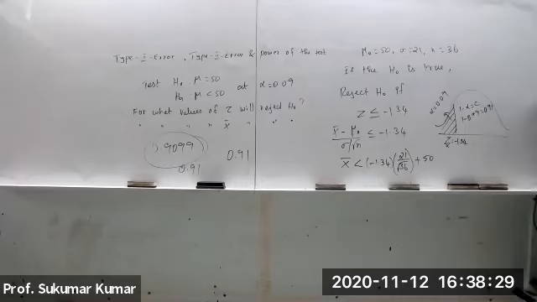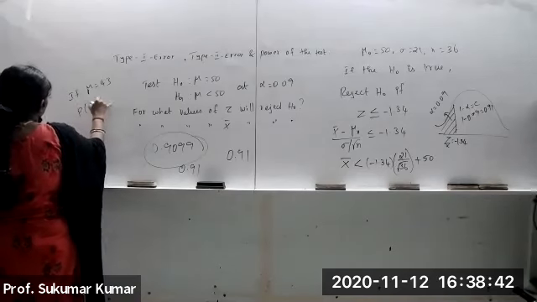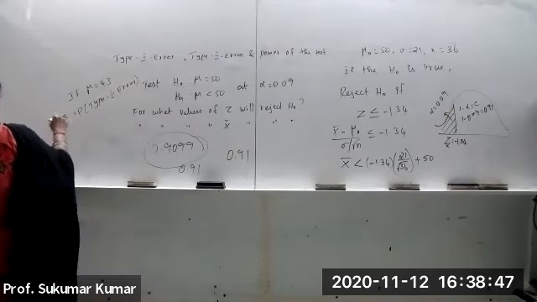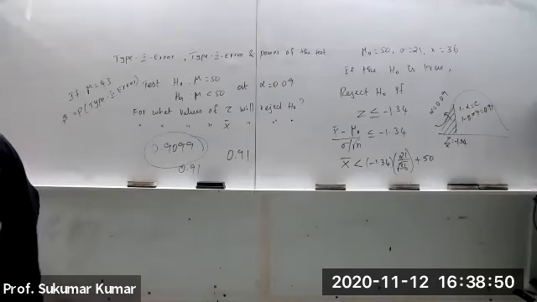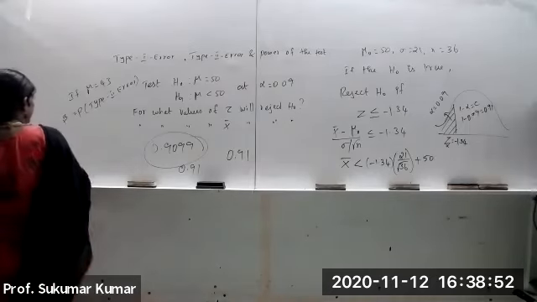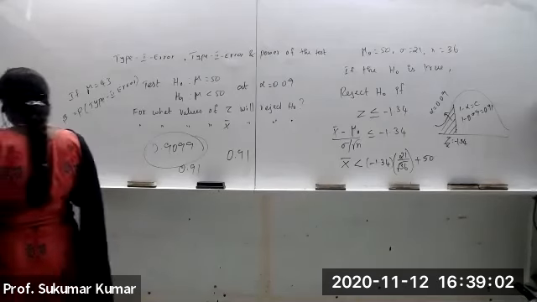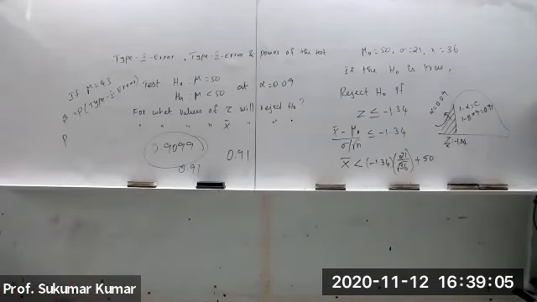Next question: if mu equal to 43, what is the probability of type 2 error, that is beta? So first, what is the meaning of type 2 error? Beta meaning? That is, power equals 1 minus beta.